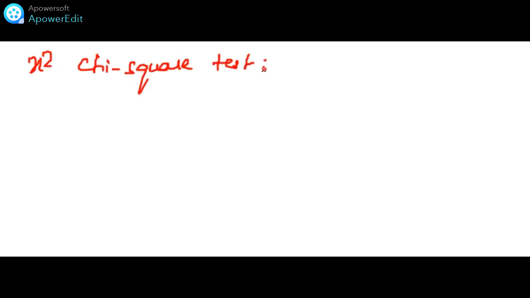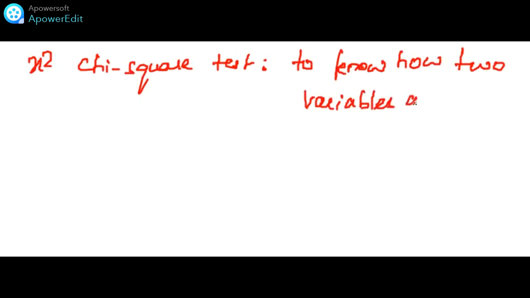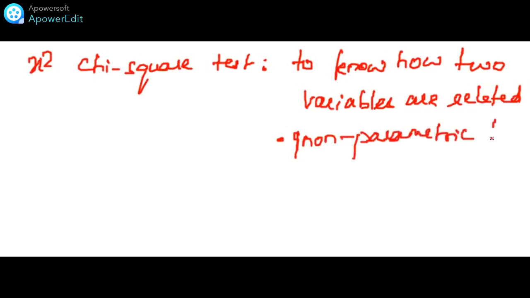It is a statistical hypothesis test which compares two variables to check how they are related, to know how two variables are related. This kind of test, the chi-square test, is a non-parametric test, and it is normally applied to qualitative data.